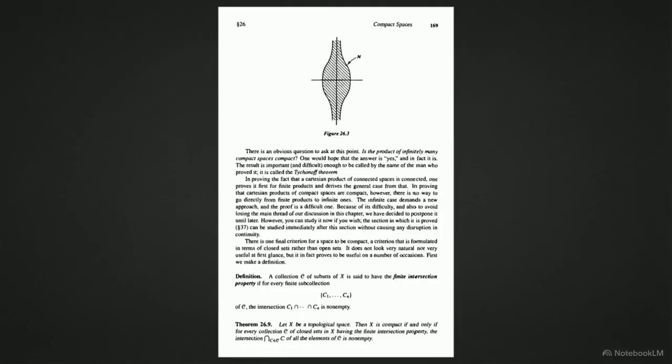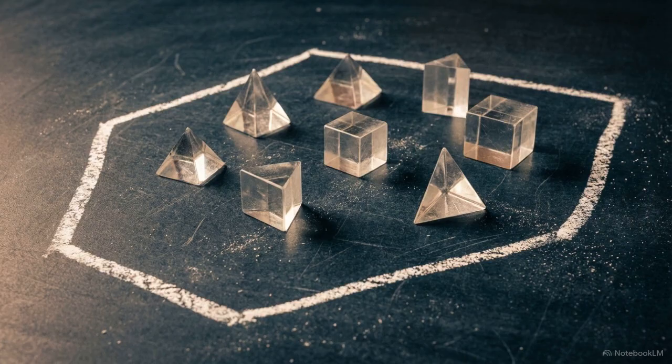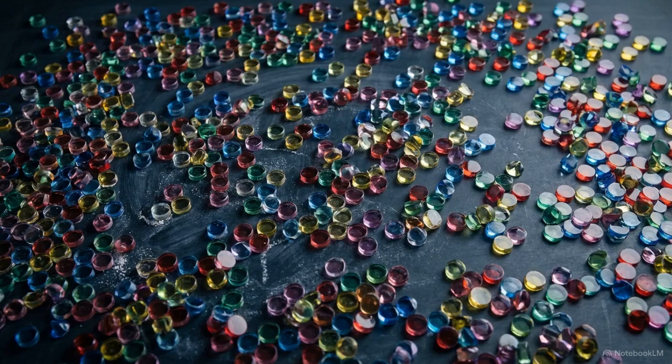We can also define compactness using closed sets and the finite intersection property. A collection has this property if the intersection of any finite subcollection is non-empty. Theorem 26.9 states a space is compact if every such collection has a non-empty overall intersection. Compactness ensures that properties that hold for the finite parts of a space can be extended to the space as a whole, preventing infinite coverings from becoming mathematically unmanageable.